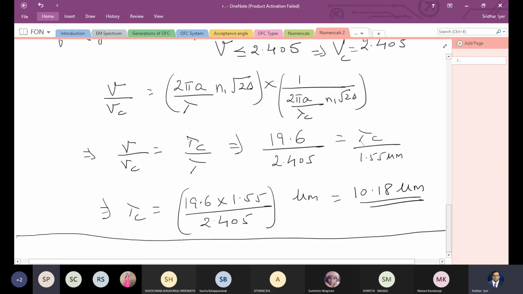Sir, we got 12.63. How much? 12.63. One second. Are you getting this ratio here? 19.6 into 1.55 divided by 2.405, that is 12.63. I made a mistake. Thanks, sir. 12.63 micrometer.